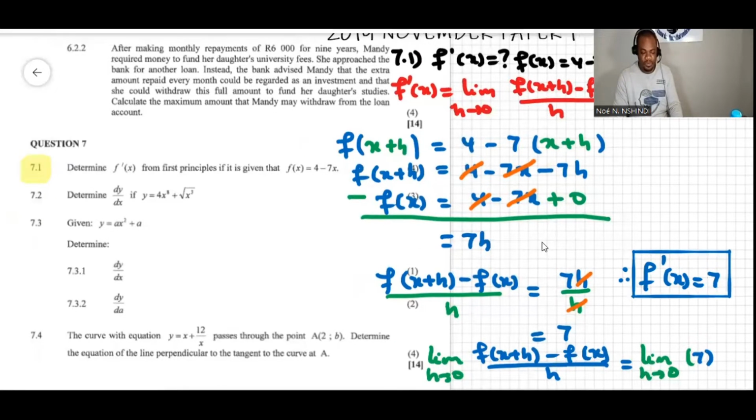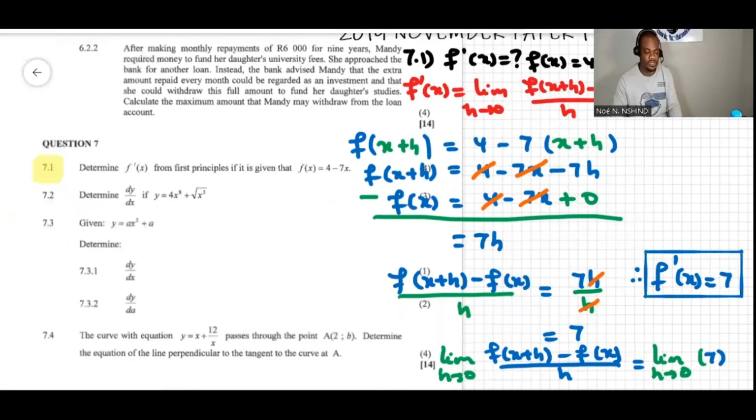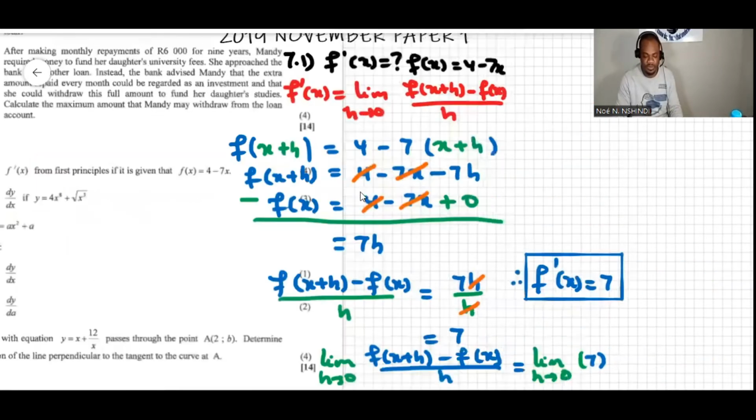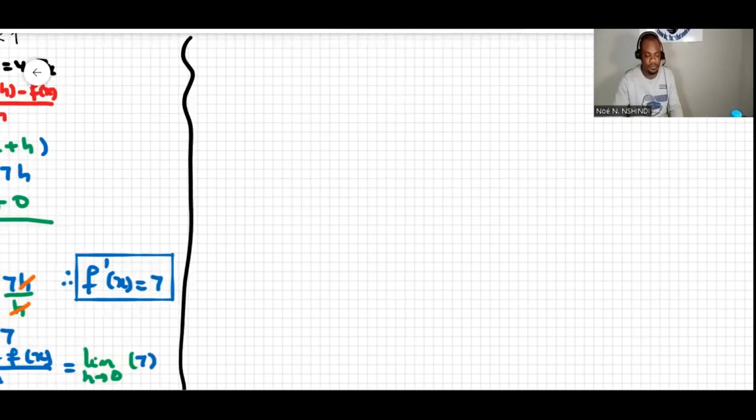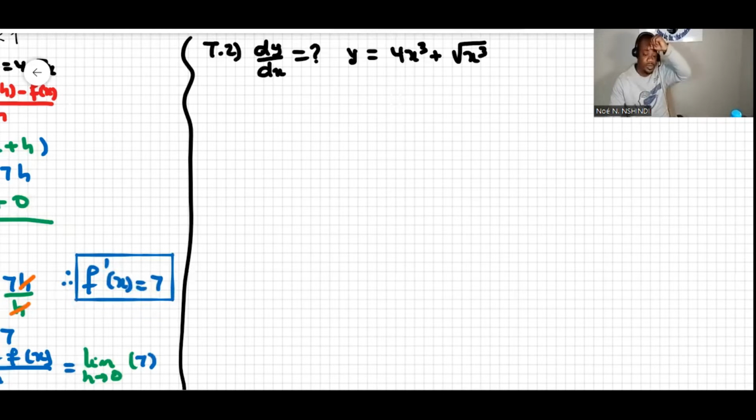That was question 7.1. Now we're going to do the following question, which is question 7.2. The question says, let's determine dy dx if y equals 4x to the power of 8 plus the square root of x to the power of 3. We're looking for dy dx, if y equals 4x to the power of 8, plus square root of x to the power of 3.